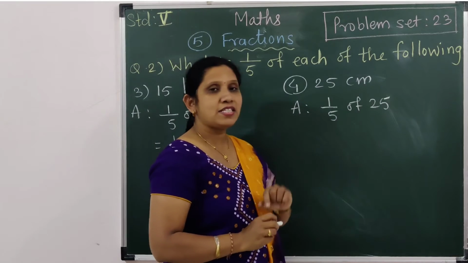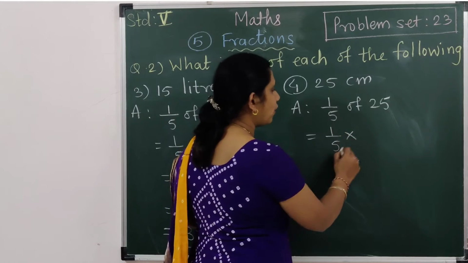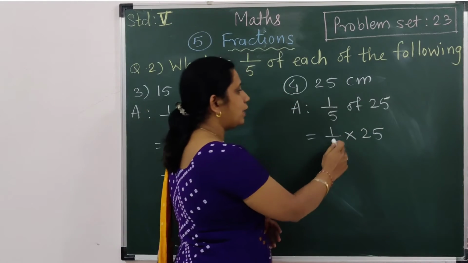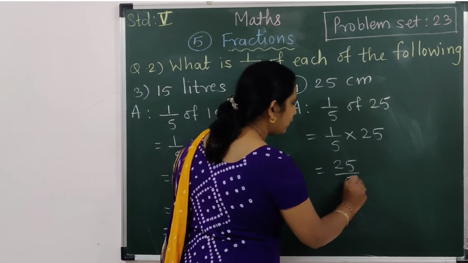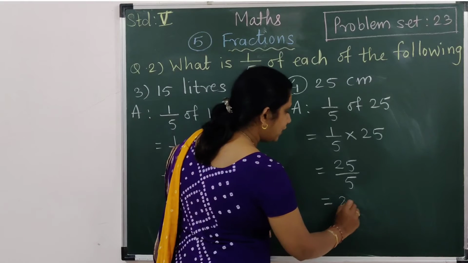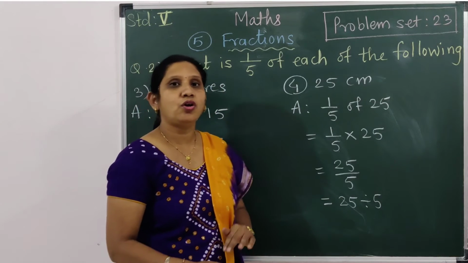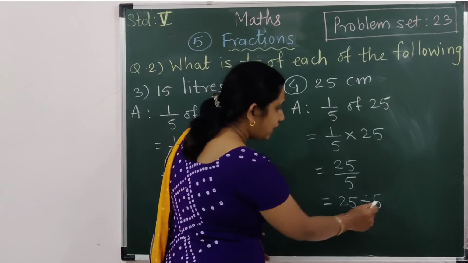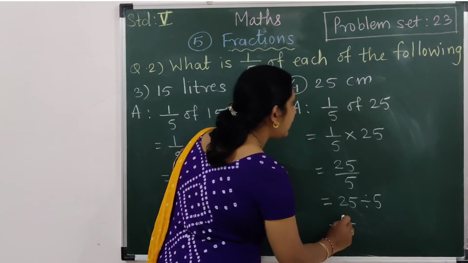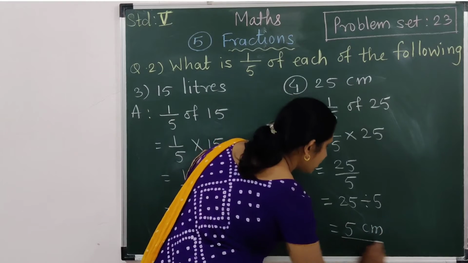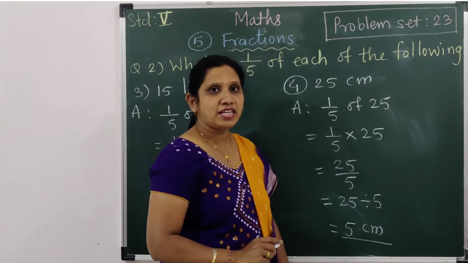So again, in place of this word, we have to use the sign of multiplication. So 1/5 of 25 is 1 upon 5 into 25, which is equal to 25 upon 5, or 25 divided by 5. I am showing both ways so you won't get confused. Let us say the table of 5 till 25. 5 5s are 25. It's very simple. 5 centimeter. So 1/5 of 25 centimeter is 5 centimeter.